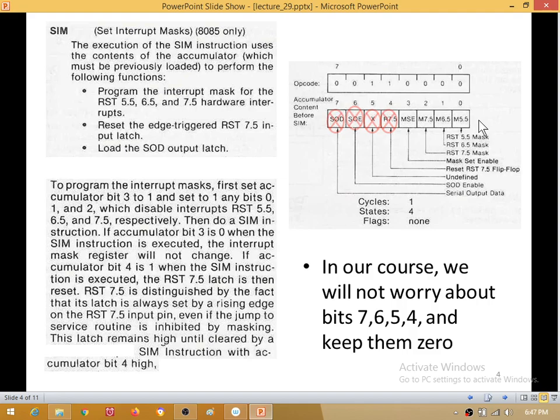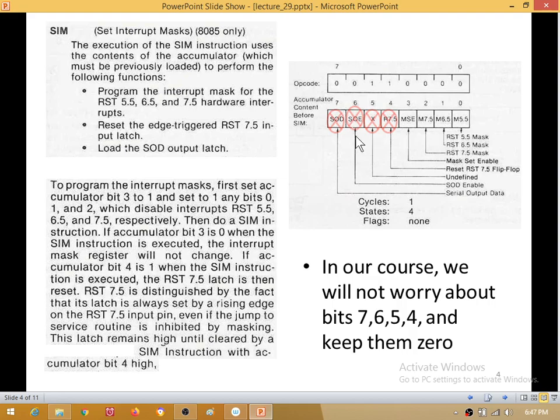So for example, if you want to mask either the interrupt RST 7.5 or 6.5 or 5.5, then what you have to do is first put a 1 at location bit number 3 of your accumulator. This has to be made a 1. Why? Because this is the mask set enable. So first you have to enable your masking process, which means this has to be a 1. Then if I write a 1 at this place, it means that I am masking my RST 6.5.